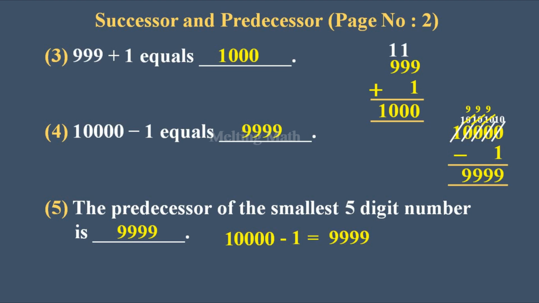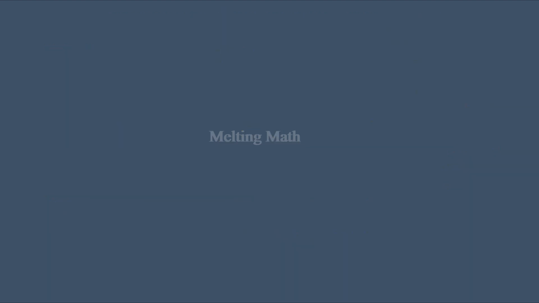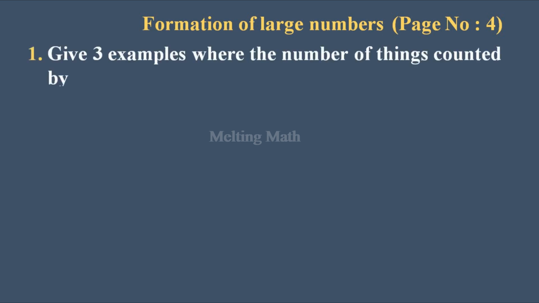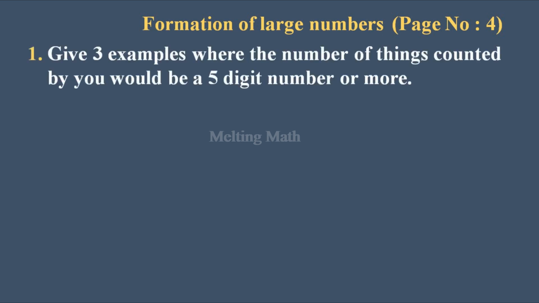Okay, that's it. Next, let's see some questions based on the formation of large numbers, which is on page number 4 of your textbook. So let's see the first question. Give 3 examples where the number of things counted by you would be a 5-digit number or more. We have to observe the question first. If you understand the question clearly, we can answer it easily. So I am going to read the question again.